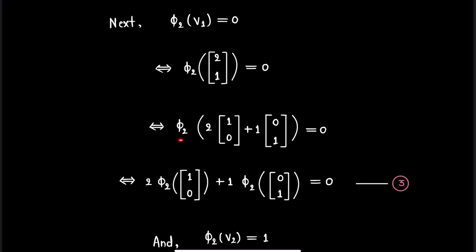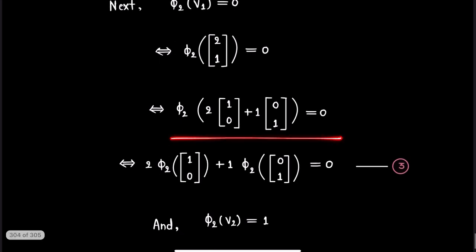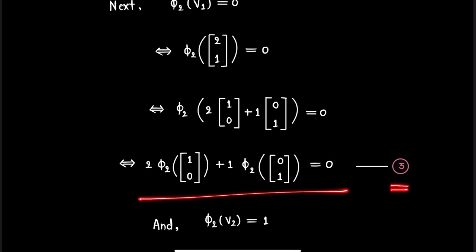That is, the image of this linear combination equals 0, where (2, 1) is written in terms of standard basis vectors (1, 0) and (0, 1). So we get this. Also phi2 is a linear functional, so it is a linear transformation, so this can be written as 2 times the image of vector (1, 0) under phi2 plus 1 times the image of vector (0, 1) under phi2 equals 0. Call this equation 3.